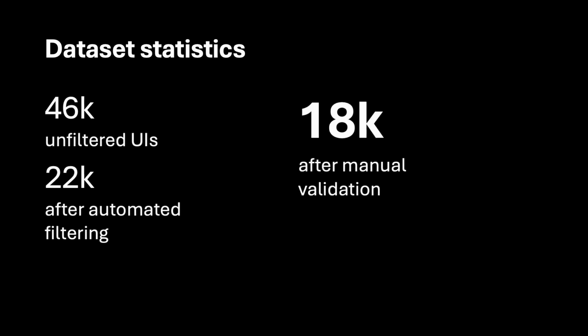Initially, after the completion of our automated exploration, we had 46,000 UIs. After the automated screening processes, we were left with 22,000 UIs. Then, to further ensure the quality and accuracy of our dataset, our manual validation by humans left us with 18,000 UIs in our MUD dataset.